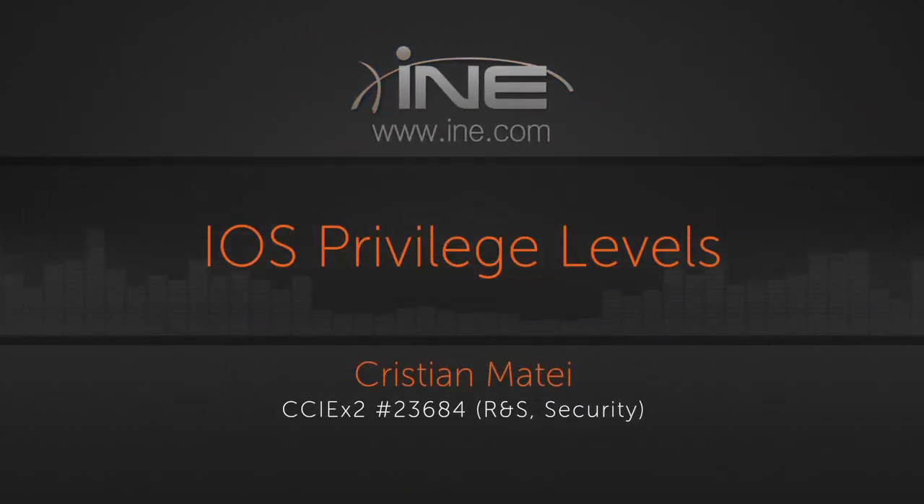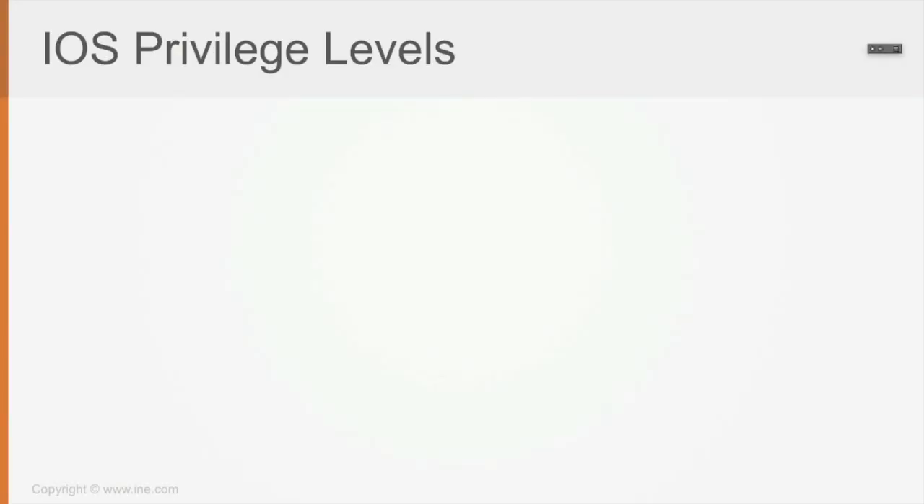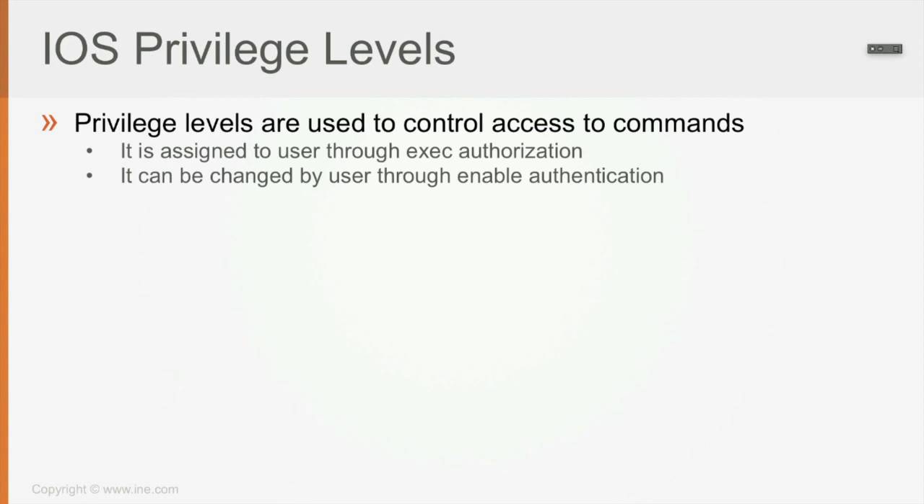So we studied before about those privilege levels. Let's see what the privilege levels are. Privilege levels are used by default to restrict and control access to commands. Based on the privilege level which the user gets assigned, he's going to get access to specific commands on the router.